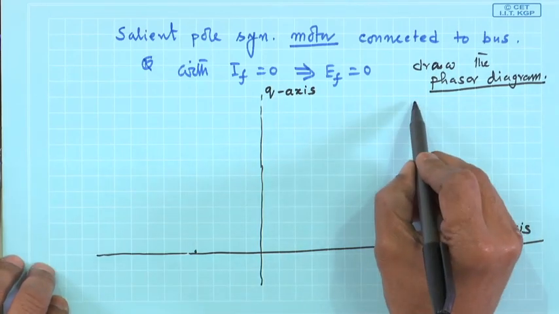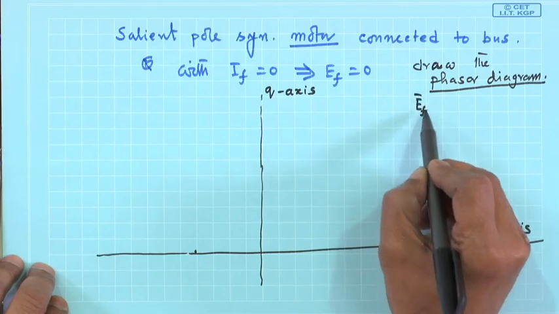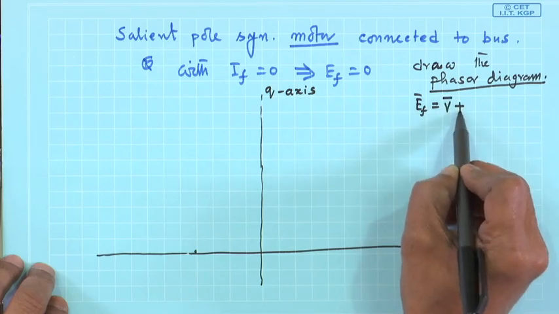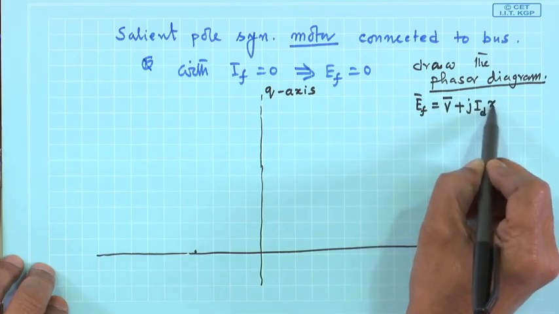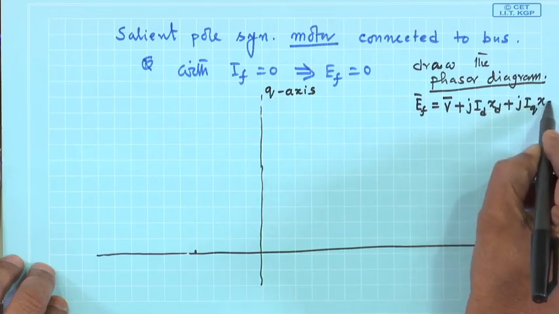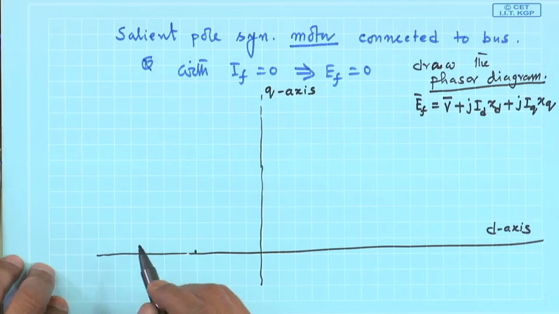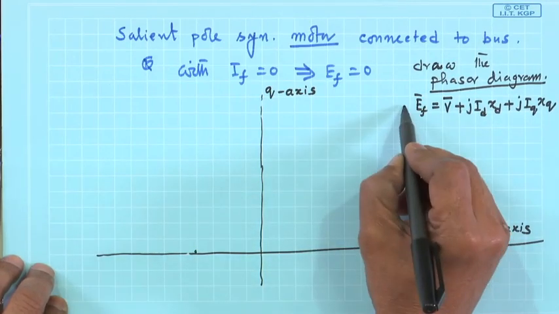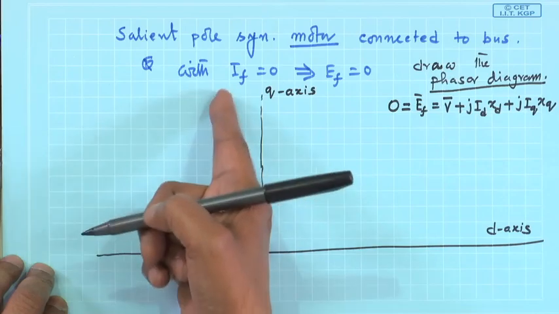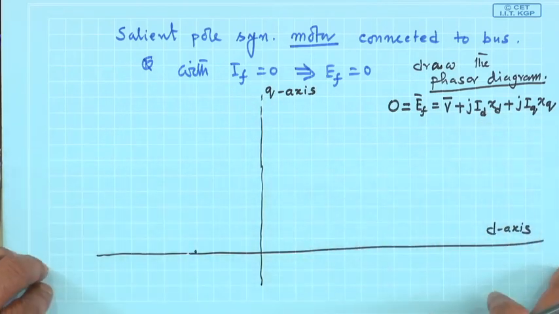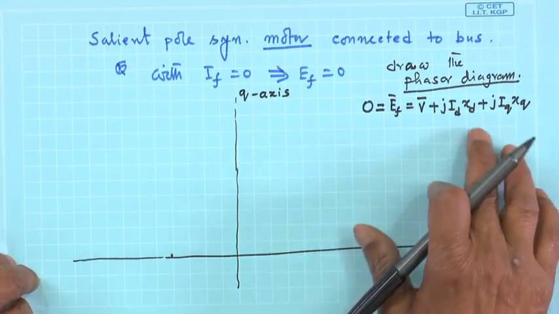In case of motor, I told you it is always better to use this formula, V plus j Id Xd plus j Iq Xq, because then you have additions. Okay, this is the thing we will be using, because then addition rules will be applied. But in this case Ef equal to 0, because If equal to 0. So, V plus Id Xd plus Iq Xq must add up to 0.